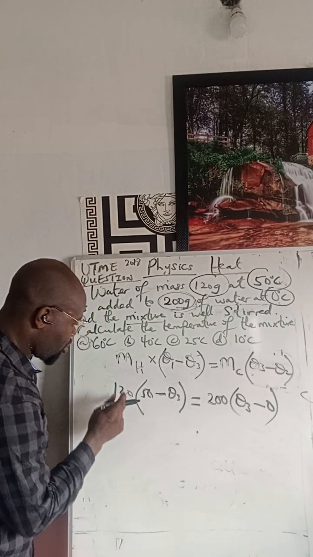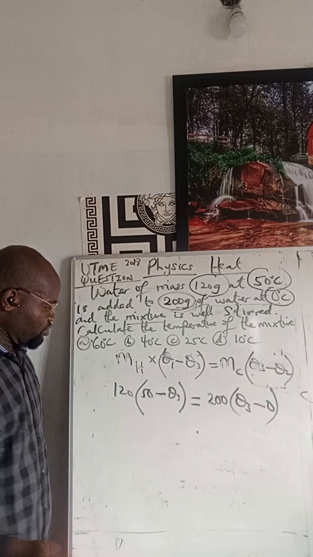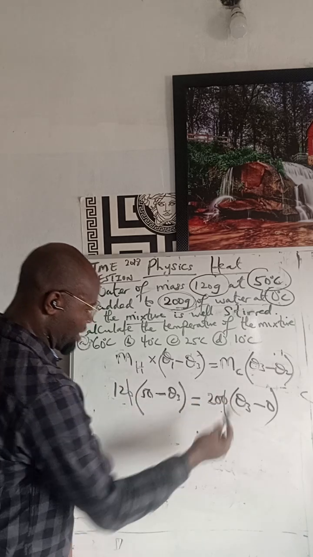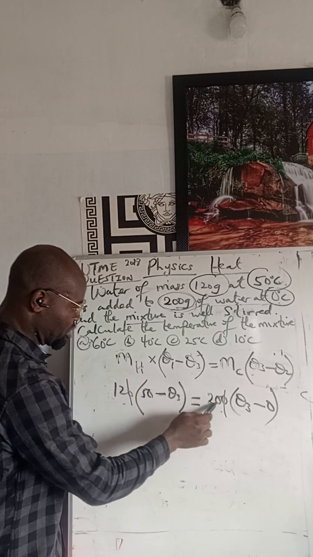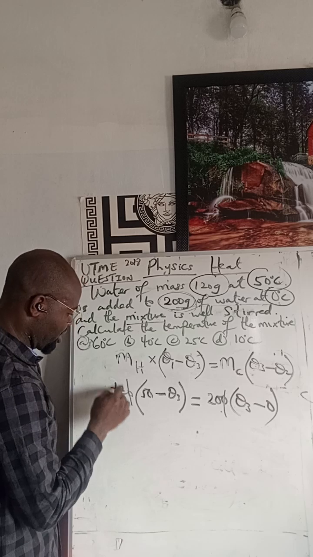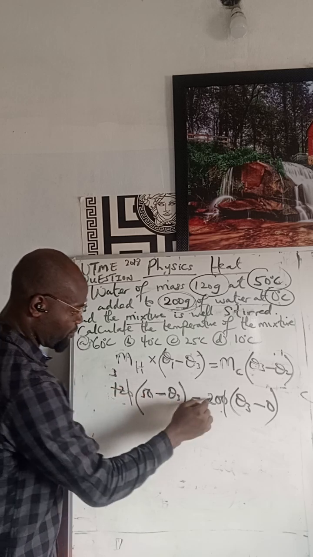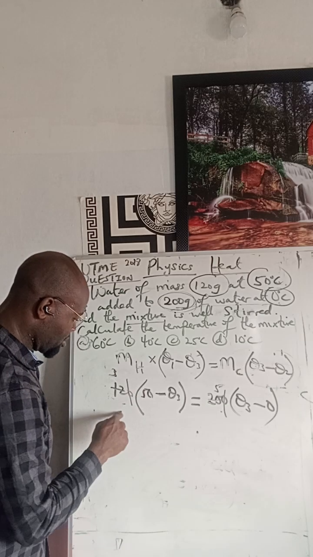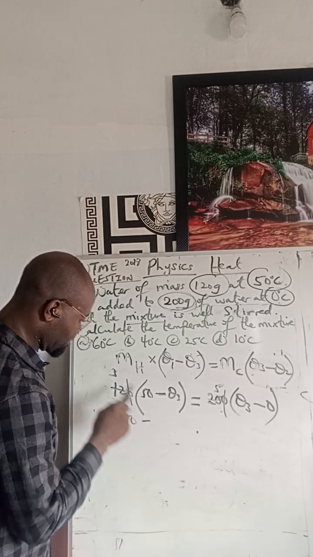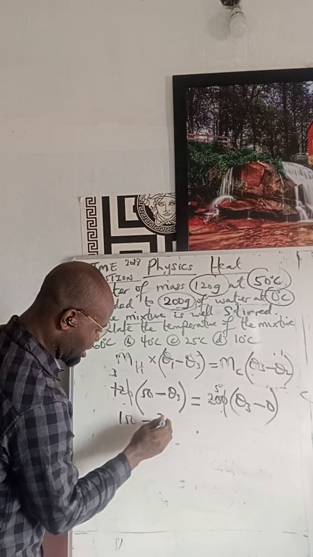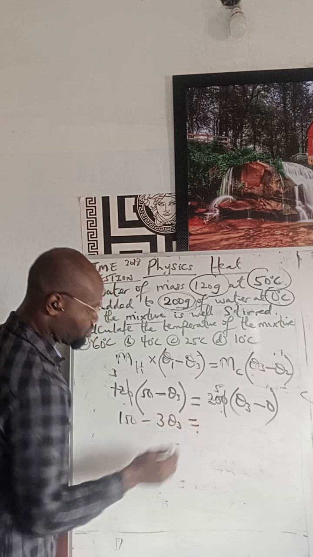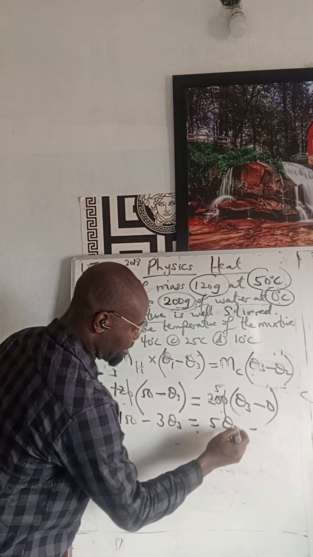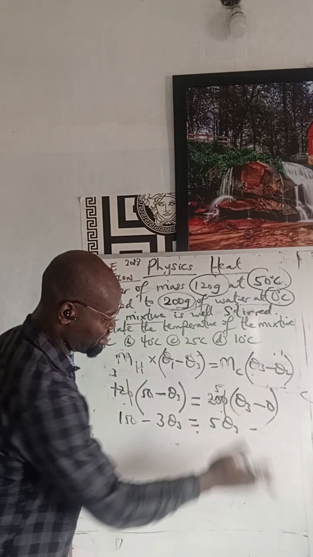Let's see. Open the bracket. You can even do it this way. 120 is there, 200 is there, so you can cancel the 0 here. Then in 12 and 20, 4 can go: 3 here, 5 here. So just say 3, open the bracket. 3 times 50 is 150 minus 3 theta 3 equals 5 times theta 3 minus 5 times 0, which is 0. So just leave that one.